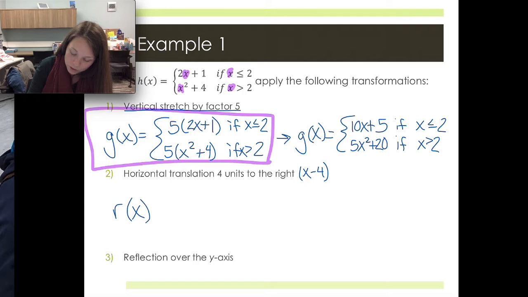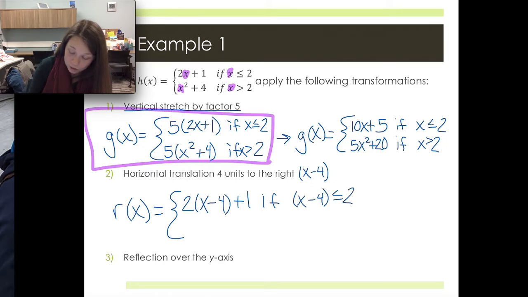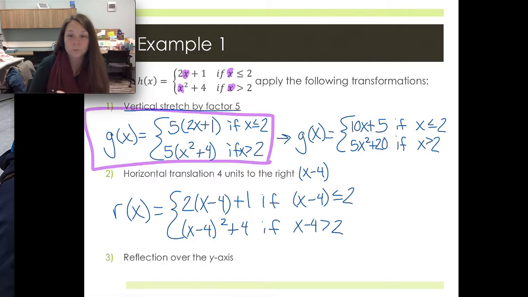So I'm going to write me a new function equals, now it was 2 times x, now it's going to be 2 times the parentheses x minus 4, and then plus 1, if, and it was just x, now it's going to say x minus 4 is less than or equal to 2. Then we're going to say, instead of x squared, we'll say x minus 4 squared plus 4 if x minus 4 is greater than 2. So we've replaced every single x in the original problem with this x minus 4 expression.